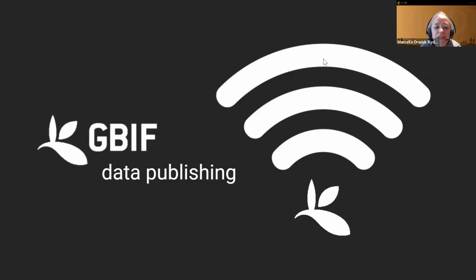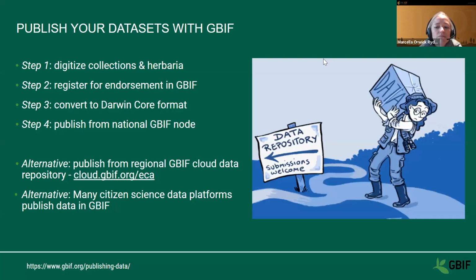GBIF data publishing. So it's not that difficult to publish your data with GBIF, but there are some things, of course, that are necessary. Step one is the digitization of the data, the collections, the herbaria, whatever multimedia files that you already have, which is, of course, digitized, but that is a first step. Step two is registering for endorsement within GBIF. Step three, and highly critical, is conversion so that it's compatible with the Darwin Core format. And step four is publishing from the national GBIF node.